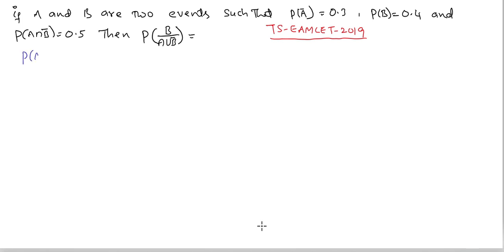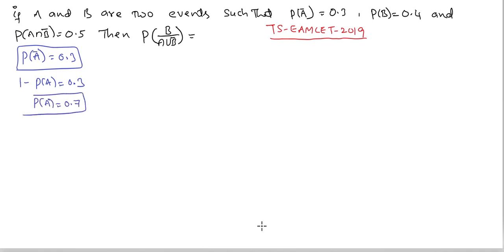Here is given P of A bar, that is equal to 0.3. Now we find P of A. P of A bar is equal to 1 minus P of A, that is equal to 0.3. From this, P of A is equal to 0.7. And P of B is given, that is 0.4. So P of B bar is 1 minus P of B, that is 1 minus 0.4, that is 0.6.